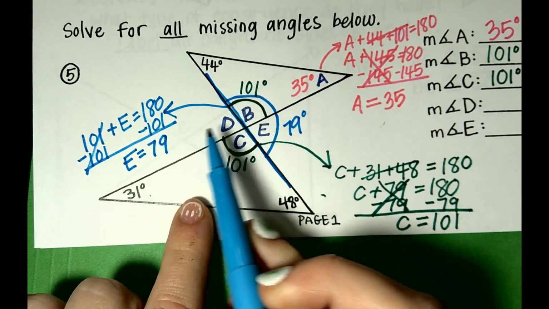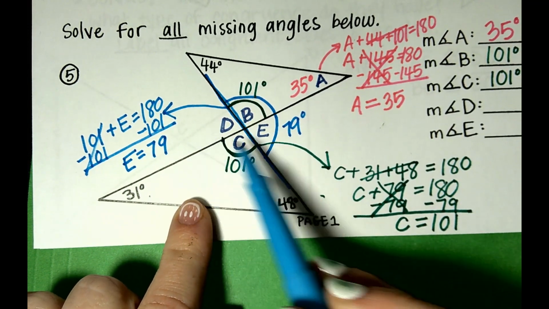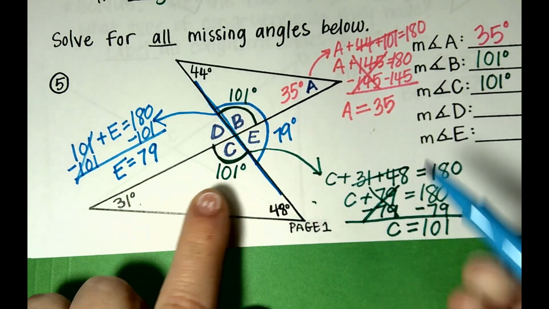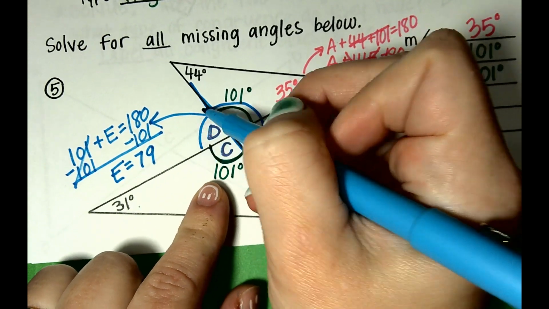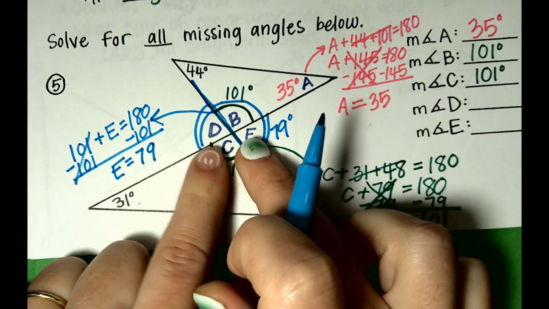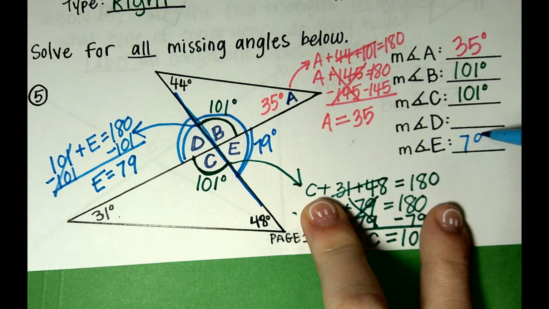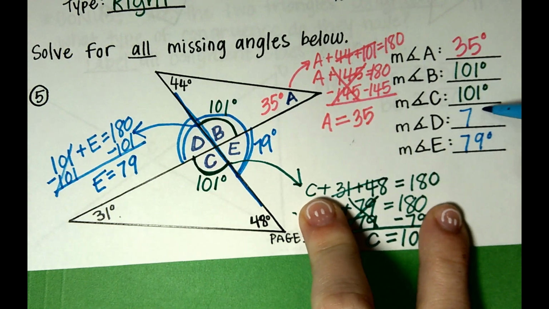And then E and D, how are they related? They're equal. What kind of angles are those? Vertical. They're right across from each other. So they are equal. So E is 79 degrees, and so is D.